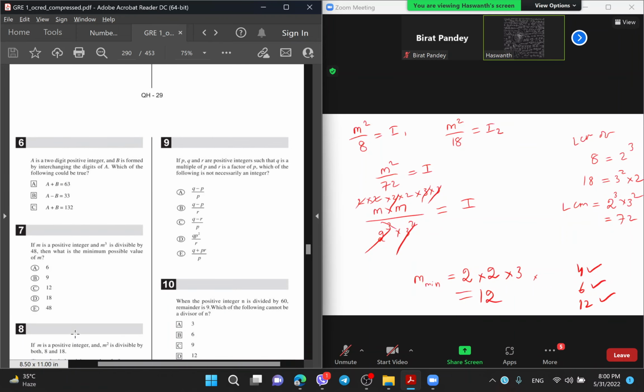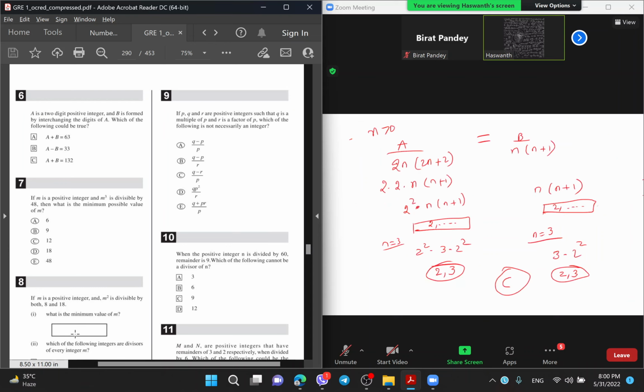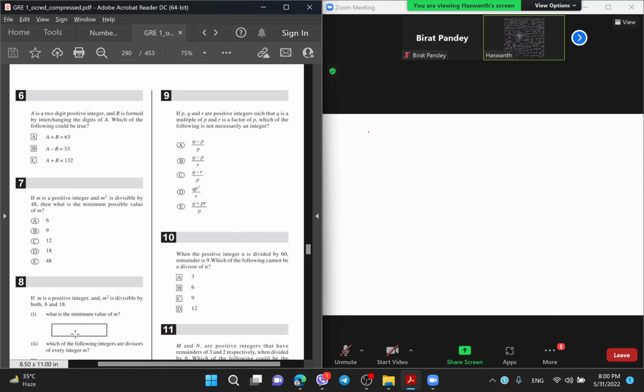Next question. If P, Q and R are integers and Q is a multiple of P and R is a factor of P, which of the following is not necessarily an integer? He is asking which of the following is not necessarily an integer. Not necessarily an integer means out of the five options, four will definitely be integers. One will not be or cannot be. You have to find out what it is.